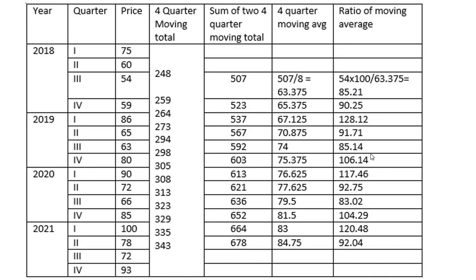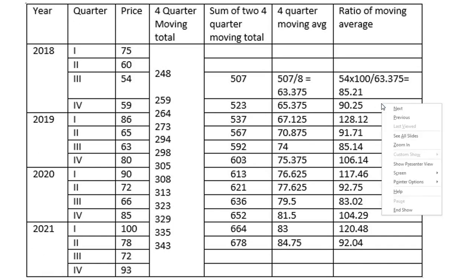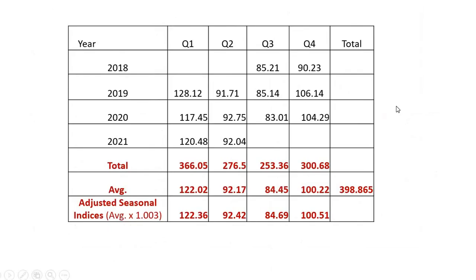Some values are more than 100, some values are less than 100, so we get the ratio to the moving average, and hence the name ratio to the moving average method. Now once we have obtained this, we go to the next step, and in the next step we have the rearranged table. That is, we have taken the ratio to the moving averages. Obviously we don't get it for the first 2 quarters at the beginning and last 2 quarters at the end.